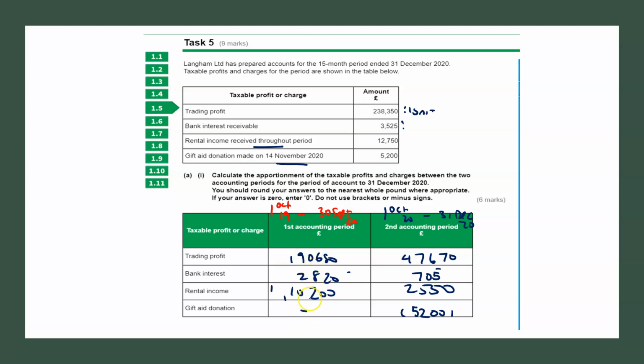So let's add all of this together. 190,680 plus 2,820 plus 10,200 will give you 203,700. Now let's do this one. 47,670 plus 705 plus 2,550. Take away the 5,200. Leaves us with 45,725. Right? And that's where we are. I believe that's really it. I don't think you had to do the calculation. You just had to put these figures in.